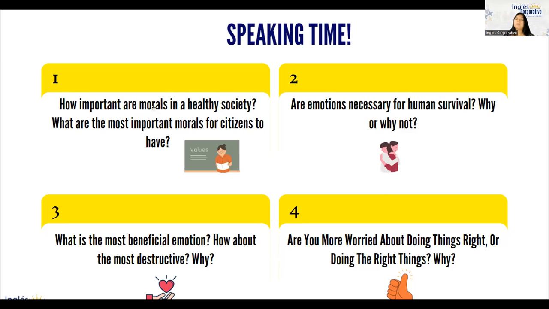Okay, so we're going to practice with those four. Practice, please, and share your opinion. I'm going to ask you, and I really need a good answer, okay? Think a little bit and try to give me a good answer for those questions, all right? So if you cannot participate in the speaking time, stay here in the main session, okay?